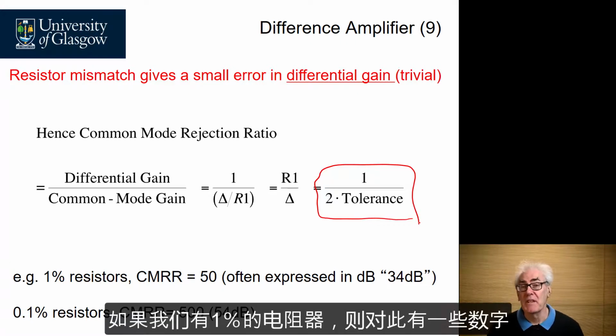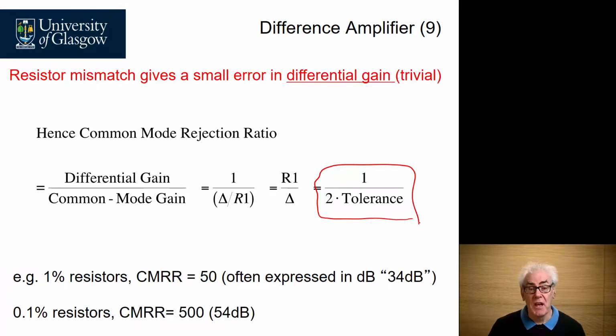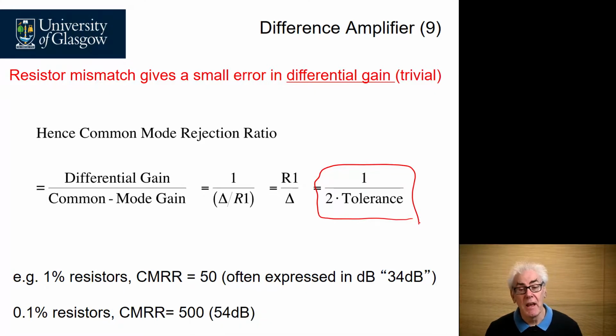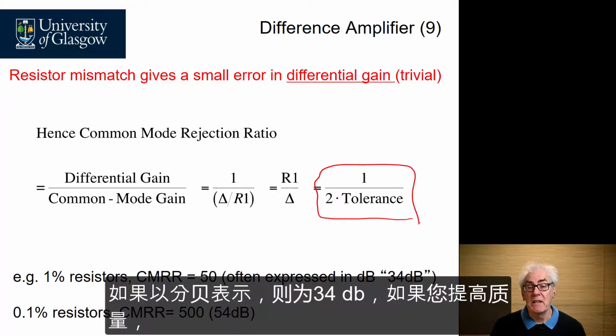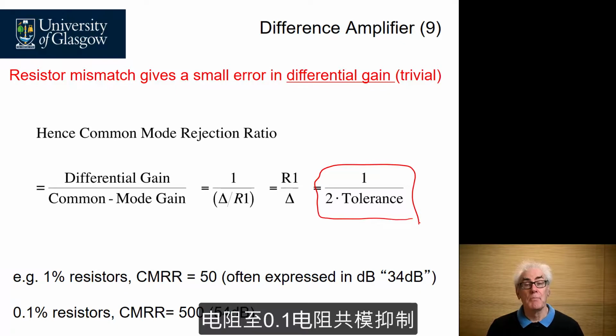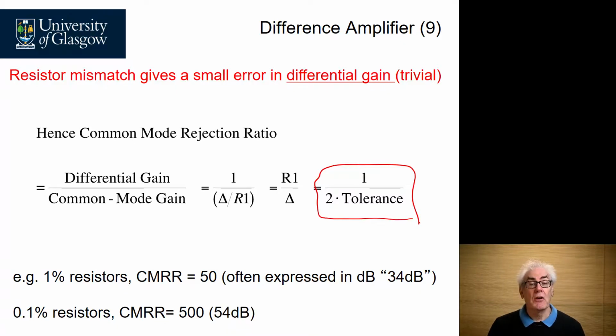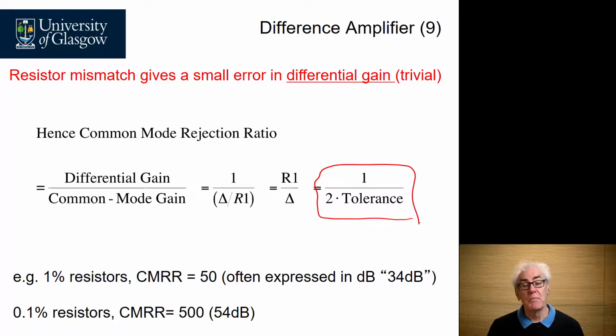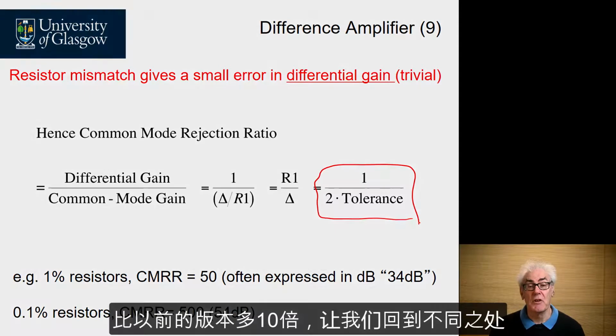And putting some numbers against this, if we had 1% resistors, our common mode rejection ratio would equal 50, which, when expressed in decibels, is 34 dB. If you increase the quality of resistors to 0.1% resistors, the common mode rejection ratio would rise to 500, which would be 54 dB, i.e. 10 times more than the previous version.